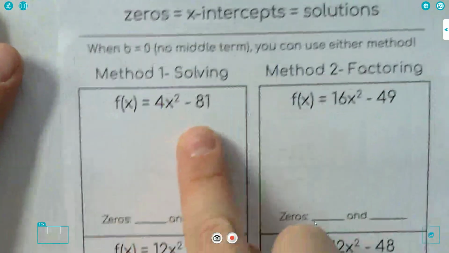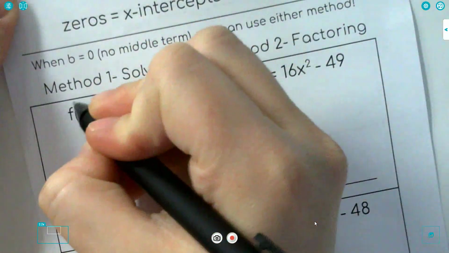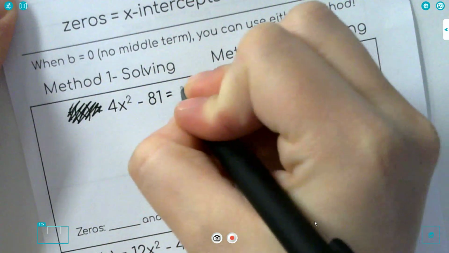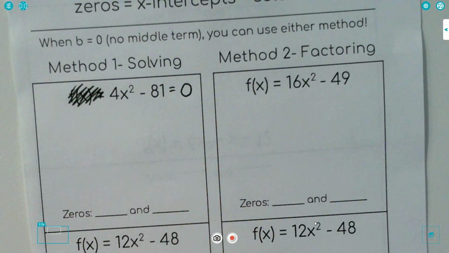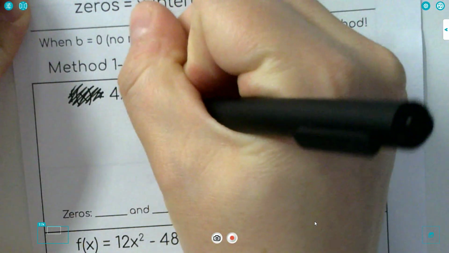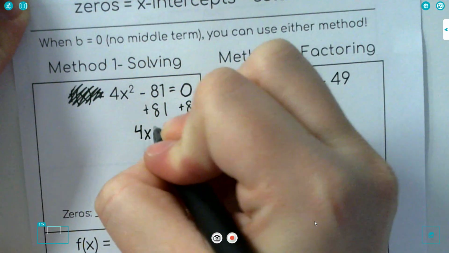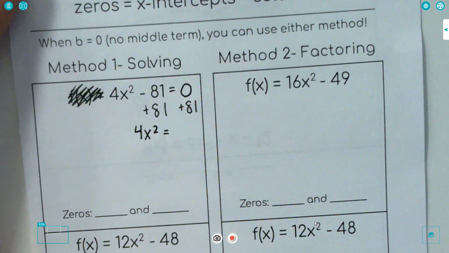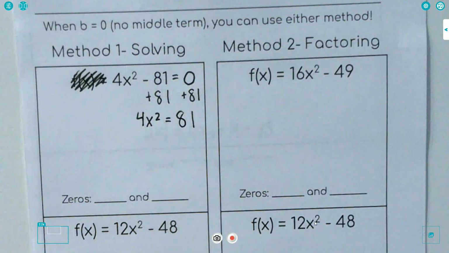So for this first one, 4x squared minus 81, we can solve this. So the steps to solving were to set it equal to 0. I'm going to go ahead and do that. Don't write huge. And then we are trying to solve for x. So we're still going to get rid of the number we're subtracting first. So I'll add 81 to both sides. I have 4x squared on the left. I have 0 plus 81 on the right, which is 81.